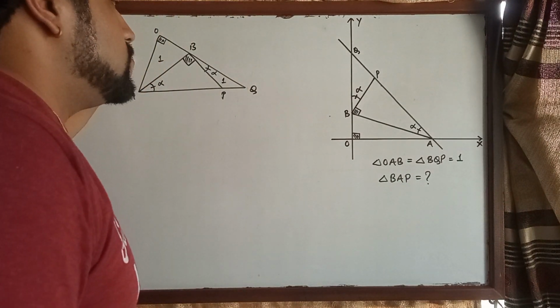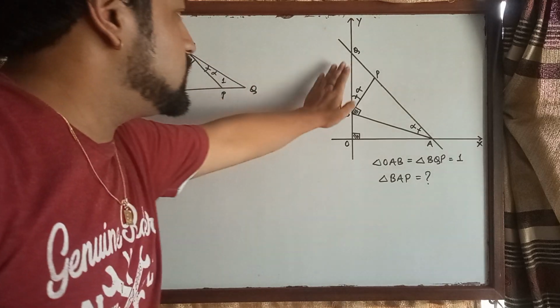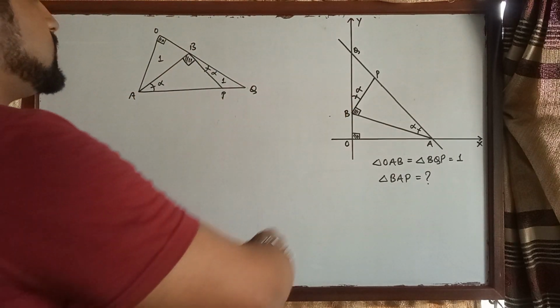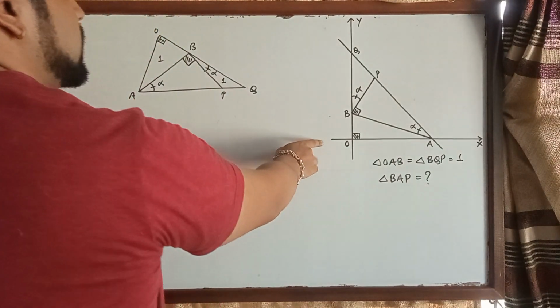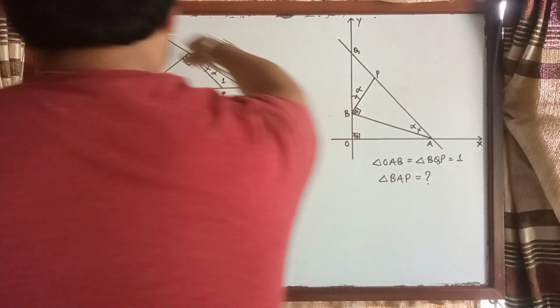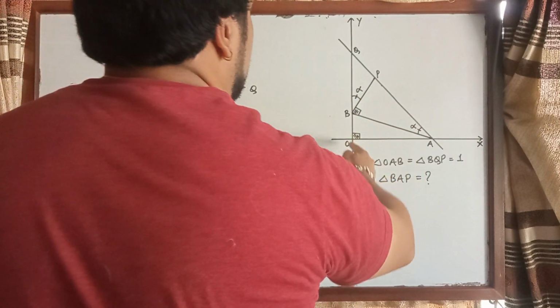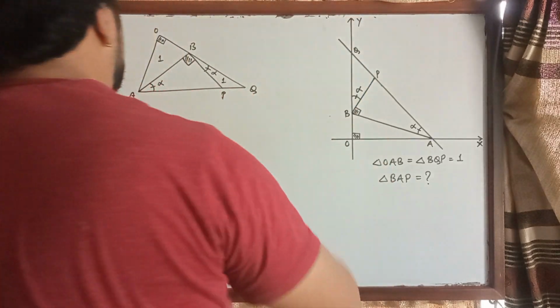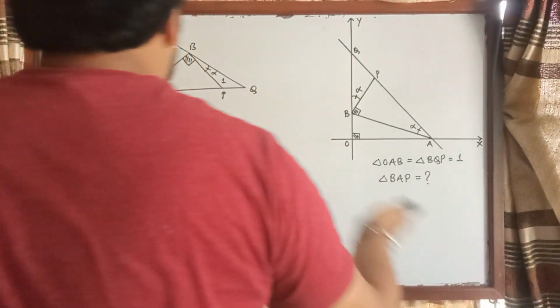To solve this question, we're going to introduce a coordinate system, as you can see on this side. We're going to take the origin at O. We take the positive x-axis along OA, and we're going to take the positive y-axis along OB or OQ, like this.